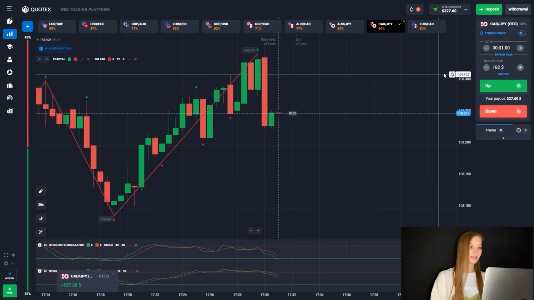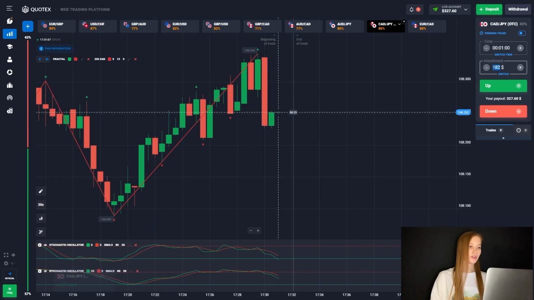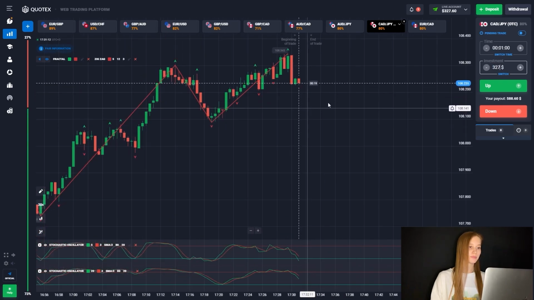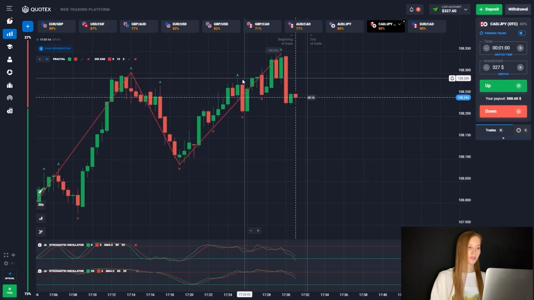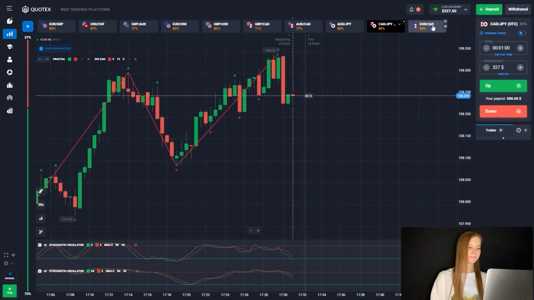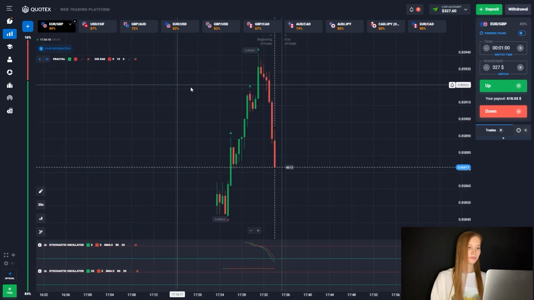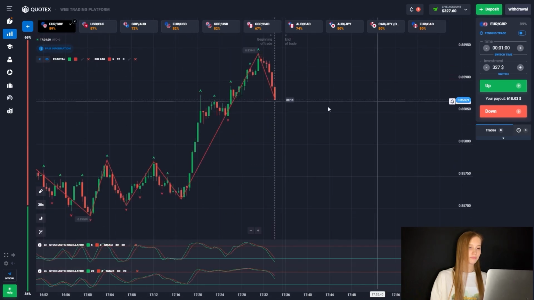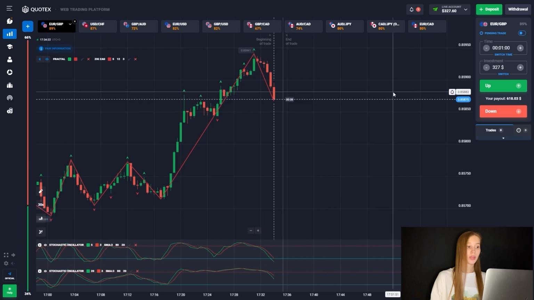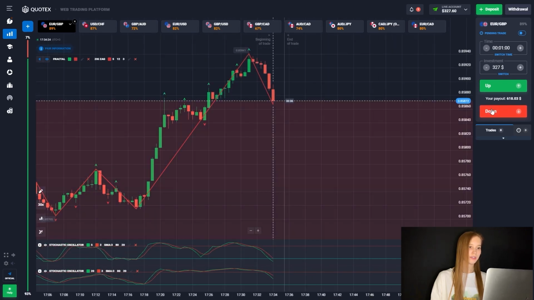So on the balance of $300, another trading plus. I'm very glad with this result. So let's select the cards above. Let's wait for the end of this candle and follow the trend.